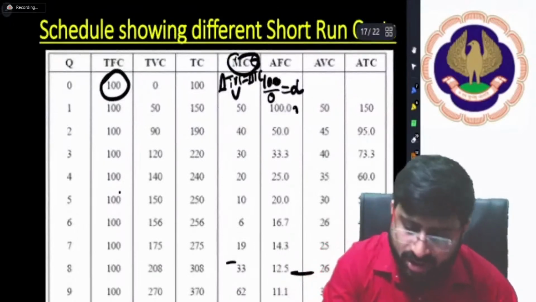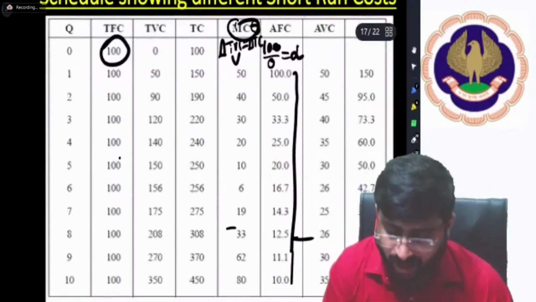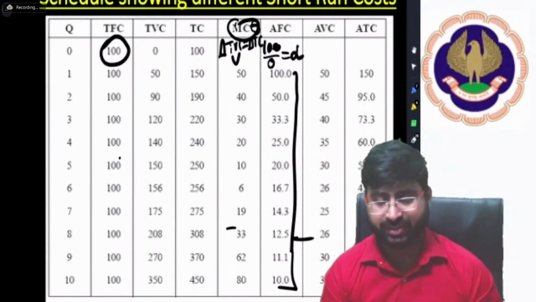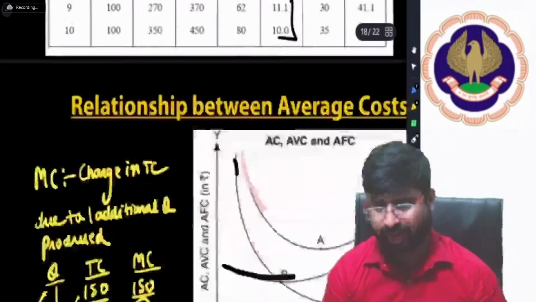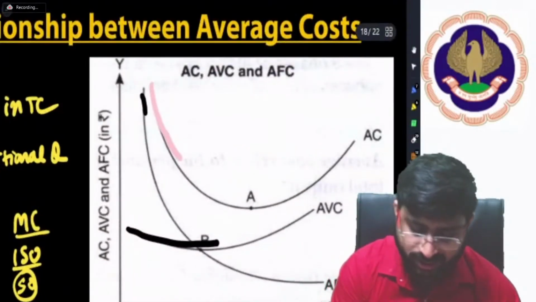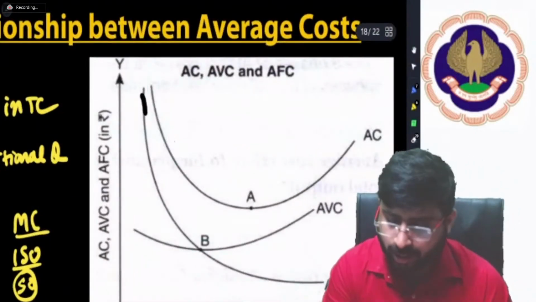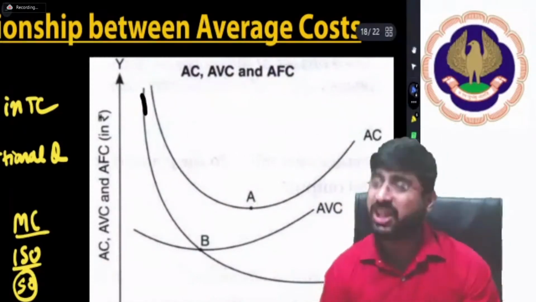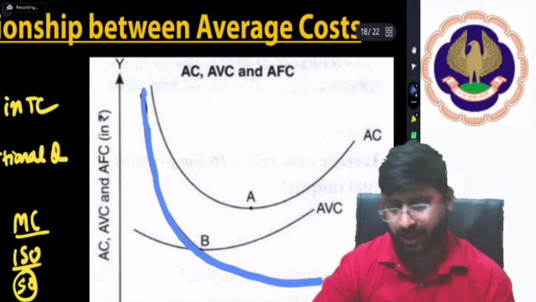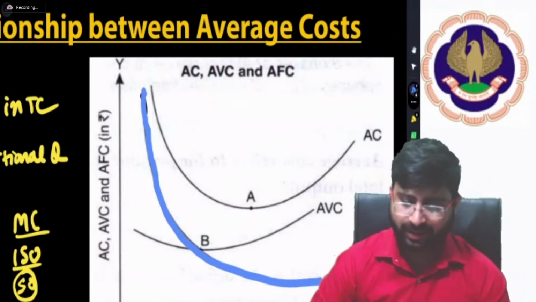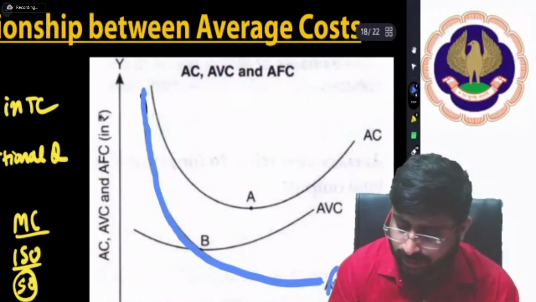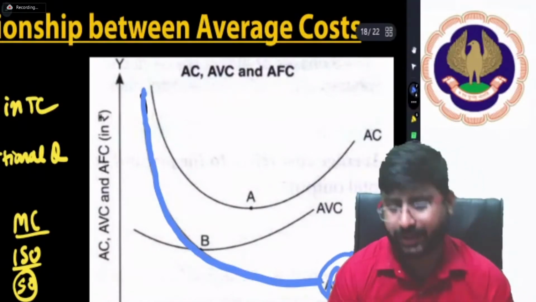So AFC is constantly falling, as you can see here. So my dear friends, can you see that AFC is constantly falling? This is the shape of AFC curve. I am using the blue line, okay? Just look at the blue line. The blue colored line that you see, that is AFC.